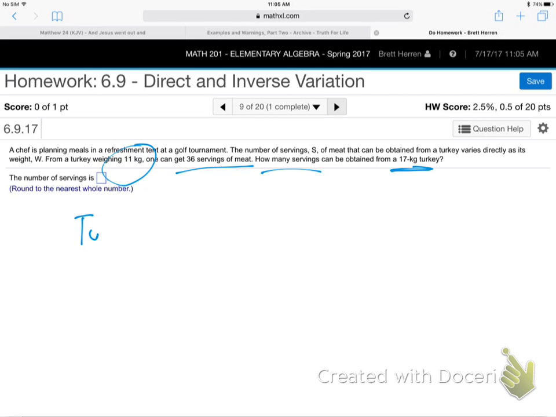So you can put the turkey and the servings. So 11 kilograms of turkey, 36 servings, 17 kilograms of turkey, x servings, right? It's going to be more than 36 servings, right? Around 50 maybe. It's going to be over 50, huh?